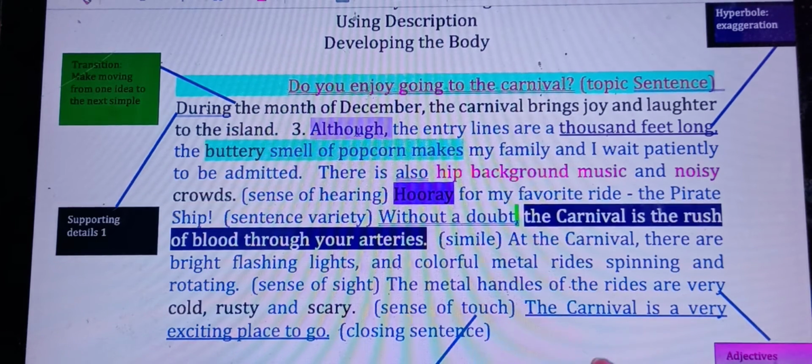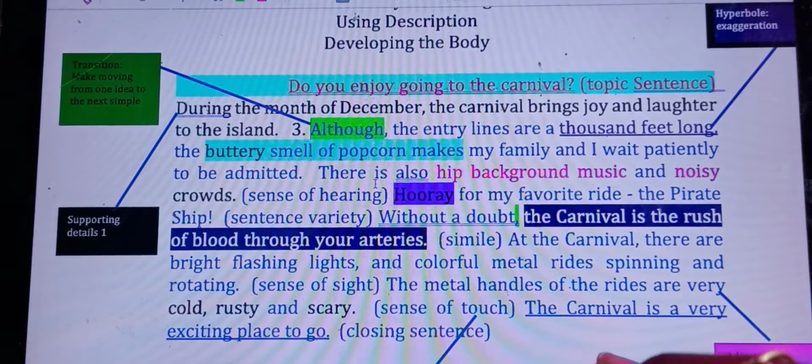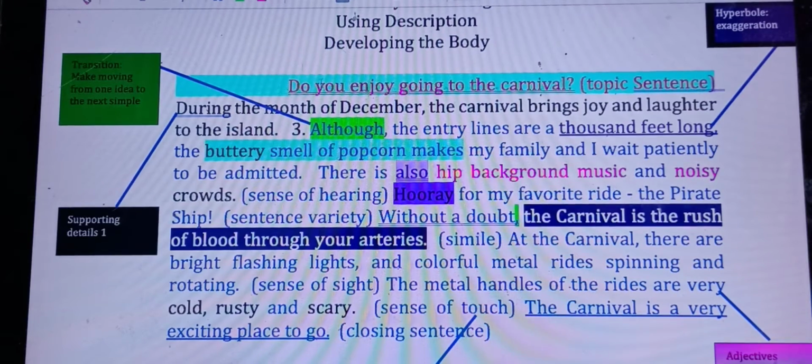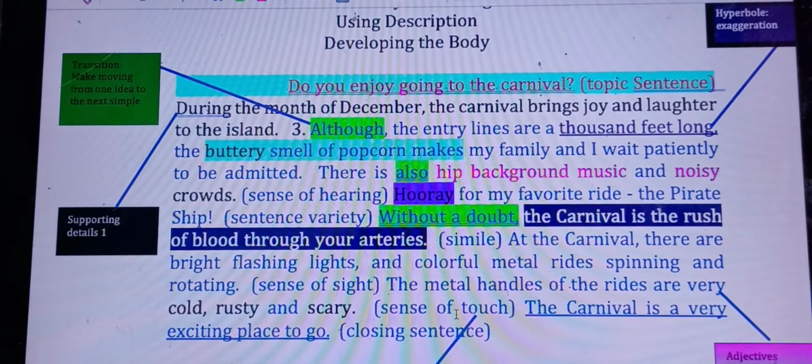Now, of course, the use of transitions, he does that well too. We have here, he's connecting sentence 2 and 3 by using the word although. So let's put that in green. He has another transition here, it's also. He has another transition here, without a doubt. One thing that I notice about his transitions, he changes them up. He doesn't use the same kind of transitions. He's trying to be very fluid as he moves from one sentence to the next.